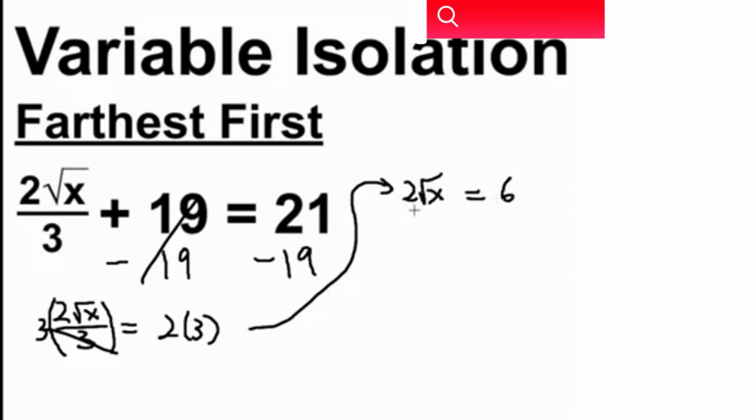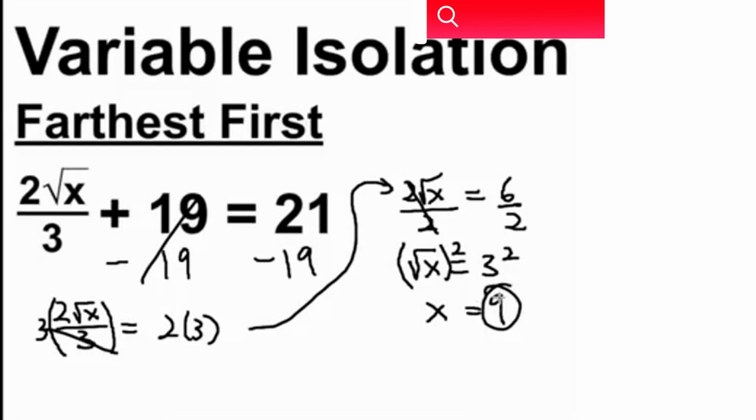Now I want to get rid of that 2, right? The square root is going to be the last thing we get rid of. The 2 is multiplying this quantity, so we're going to divide by 2. That's the inverse operation of multiplication, and I get square root of x equals 6 over 2, which is 3. And last but not least, we need to undo the square root. What's the opposite of a square root? It's squaring both sides. So square root of x squared is just x, and then 3 squared is of course 9. And there's your answer.